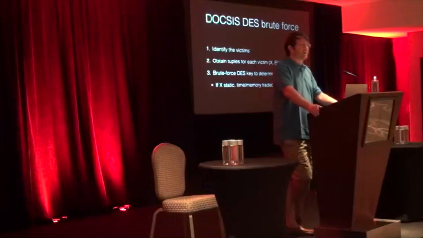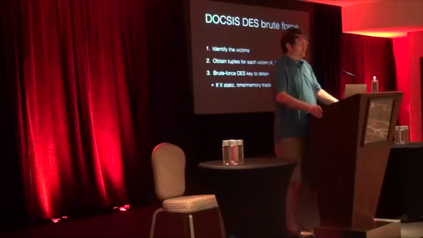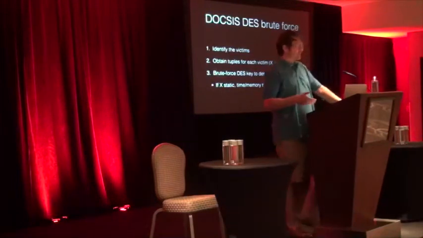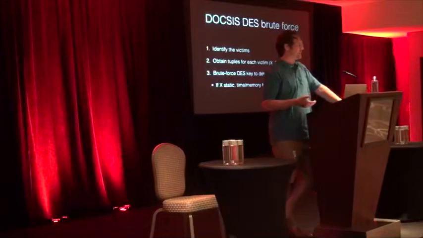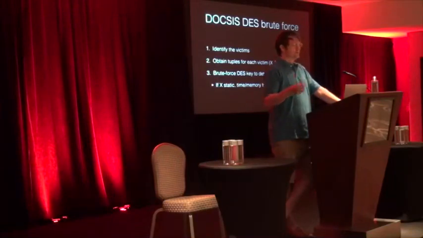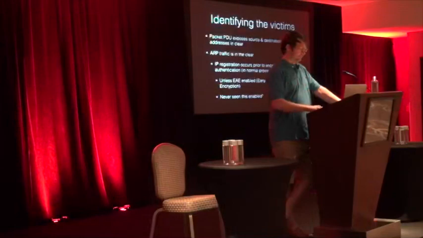It's the DOCSIS DES brute force attack. There are 3 steps to this. The first is to sniff the network and identify your victims, which has a little bit more to it than it sounds like. Then for each victim, you obtain a plaintext-ciphertext tuple. And then you brute force the DES key used by that victim so that the ciphertext is equal to the expected ciphertext. Ideally, if you can force a static plaintext, then you can use a time-memory trade-off. I'm going to walk through each of these steps.